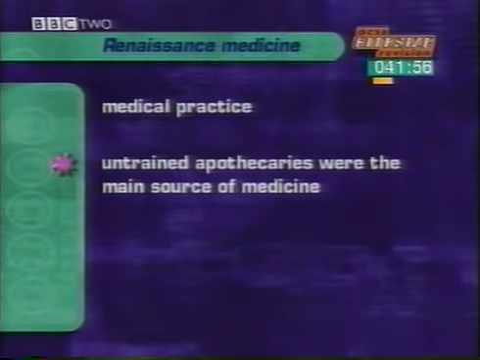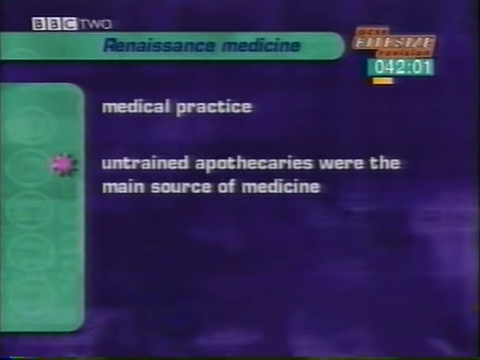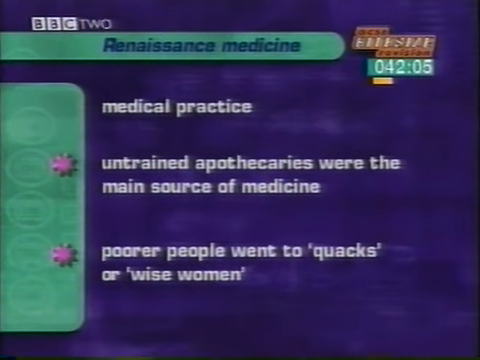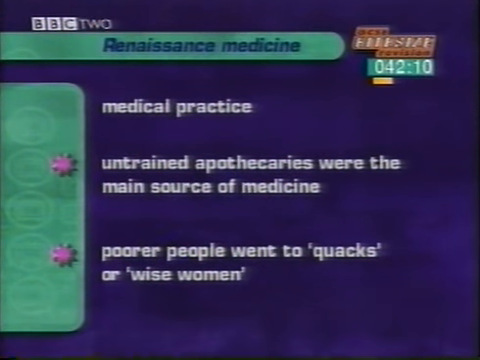Apothecaries provided most medicine from their shops. They weren't trained, but some had lots of experience and handed down wisdom. For poorer people, there were quacks, cheap unqualified operators, or local wise women with knowledge of herbs and simple treatments.